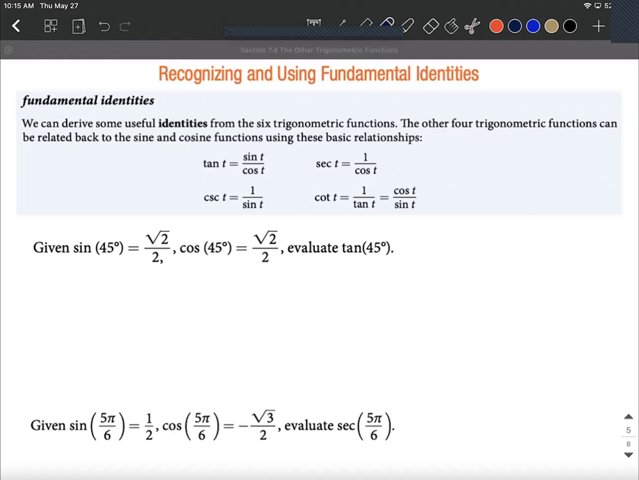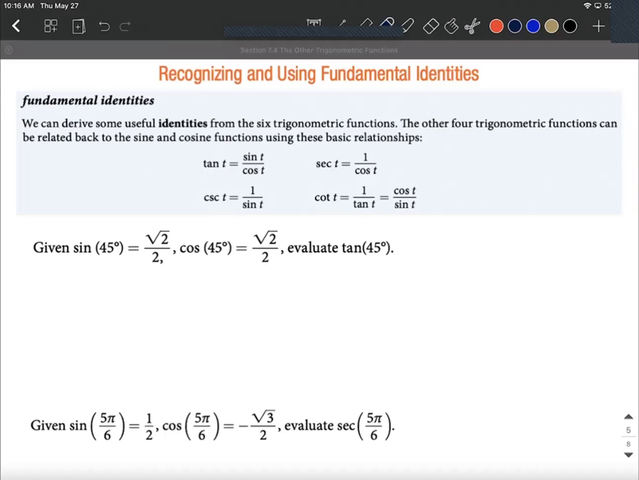Okay, some fundamental identities. What's listed out here is a couple of quotient identities, right? Rewriting tangent as sine over cosine, or cotangent as cosine over sine. These are quotient identities, whereas these others, secant is 1 over cosine, that is a reciprocal identity, as well as these other ones. Cosecant is 1 over sine, cotangent is 1 over tangent.